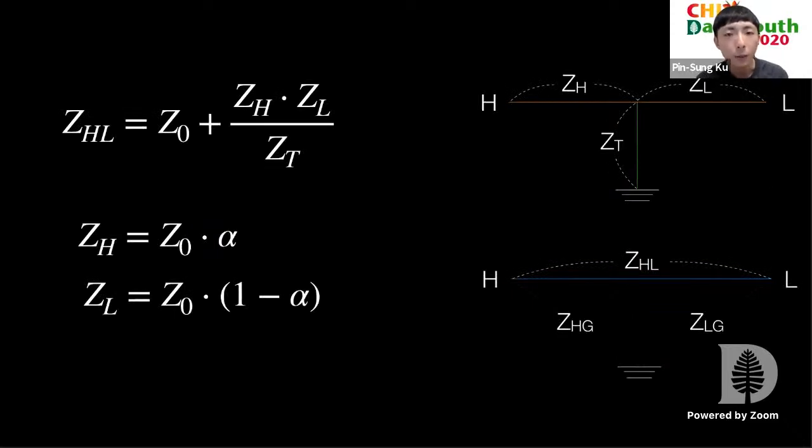Based on the formula, we can express the impedance change in terms of ZH, ZT, and ZL. The values of ZH and ZL depend on the touch location. Here we can use a location coefficient, alpha, with a value between 0 and 1 to represent the touch location on the thread. But we still need to know the value of ZT to calculate ZHL.